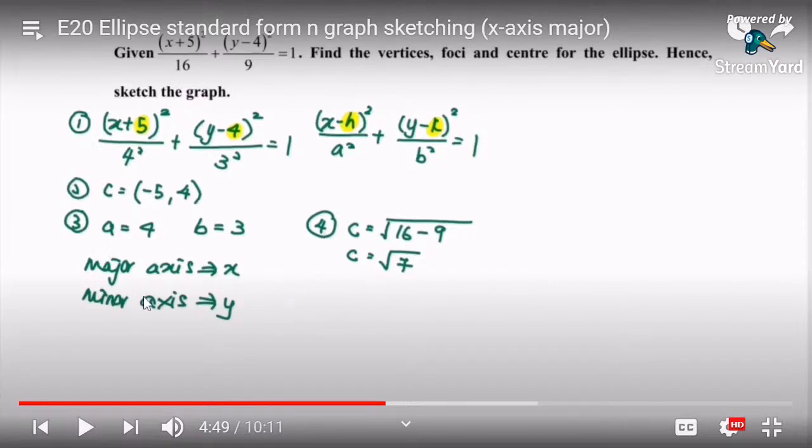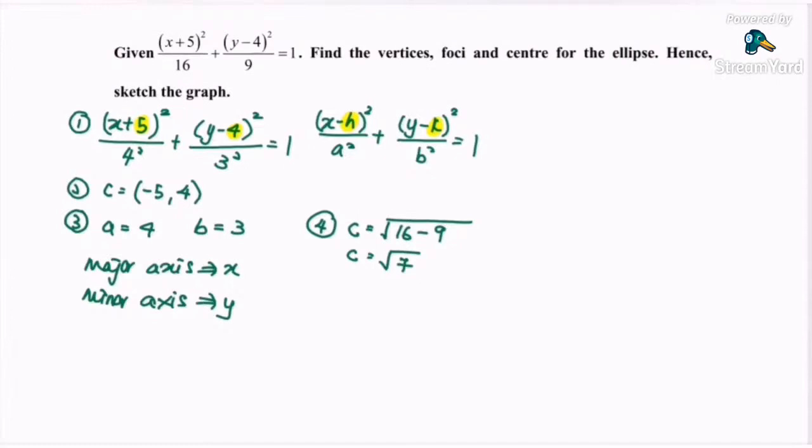Seterusnya kita nak cari dia punya graph. For vertices, foci, center for the ellipse, and sketch the graph, by referring to the graph. So kindly refer to the graph. So now what we have to do is to locate the center, where we have -5, 4. So here we have the center, C, -5, 4.